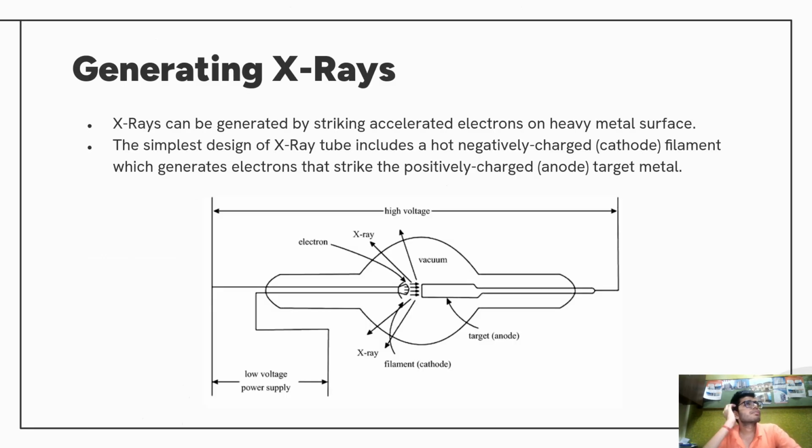X-rays are generated when we strike accelerated electrons on a very heavy metal surface. What is the significance of accelerated electrons on a heavy metal surface? I will come to that in a moment, but basically the simplest design of an X-ray tube includes a hot negatively charged filament, which is a cathode, and using thermal emission it emits electrons. These electrons are then accelerated using a very high voltage, and they strike a positively charged target metal. When they strike it, we obtain very high energy X-rays.